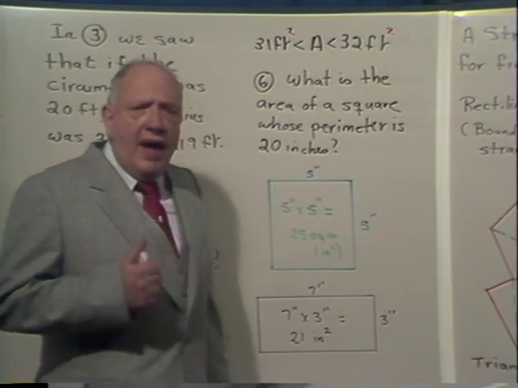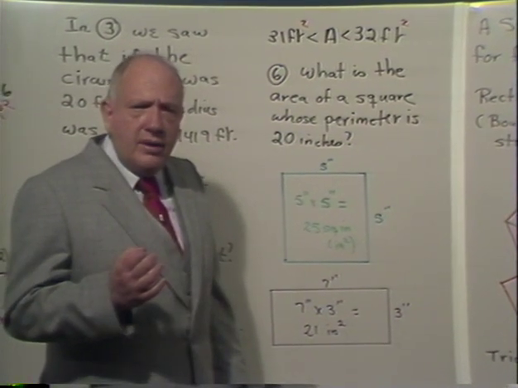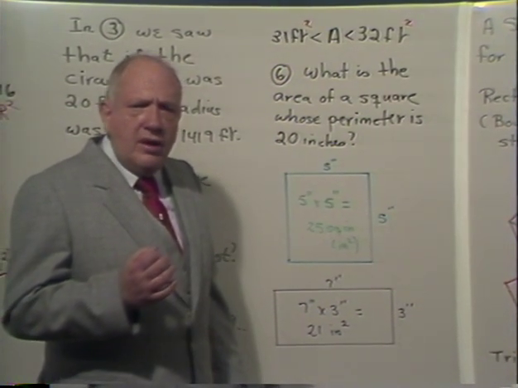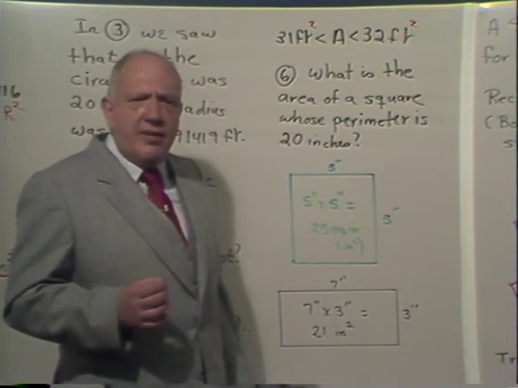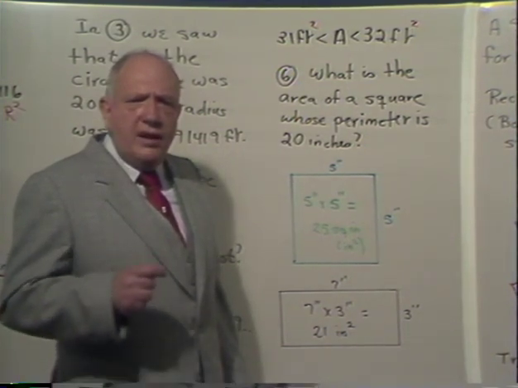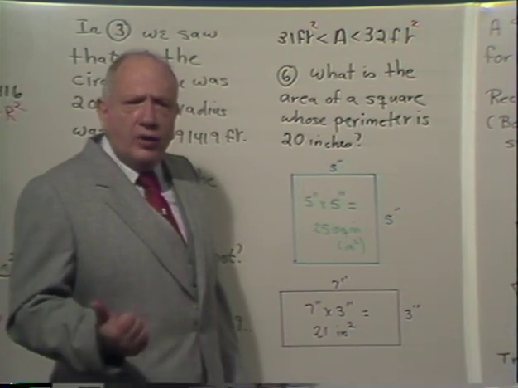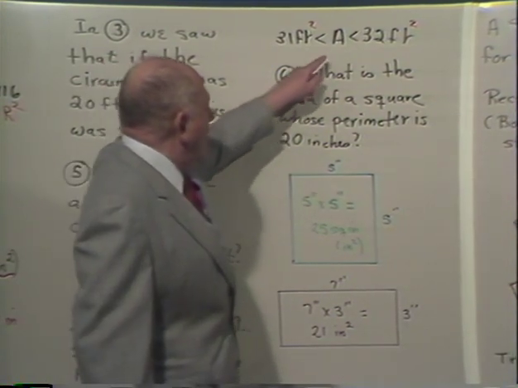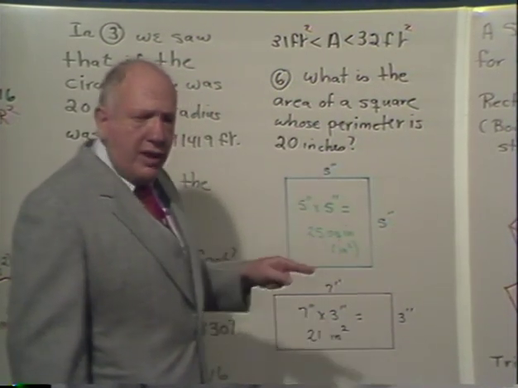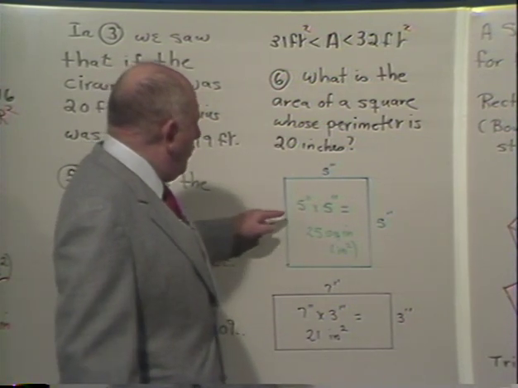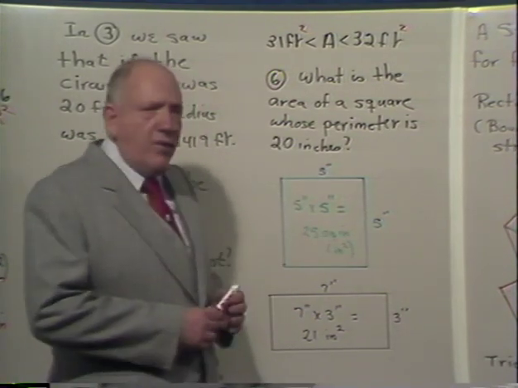Is it clear that if I just change the label from feet to inches, the arithmetic would stay the same, but only the label would change? In other words, if I say that the circumference is pi times d, whether I use 2 feet, 2 inches, 2 centimeters, 2 miles, pi times d will be 2 pi, only the label is going to change. So all I'm saying is that if we had been working with inches over here, the area of the circle whose perimeter is 20 inches would have been between 31 square inches and 32 square inches, which is more than the 25 square inches over here.